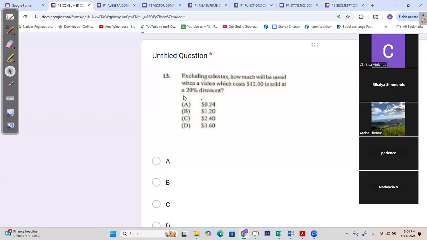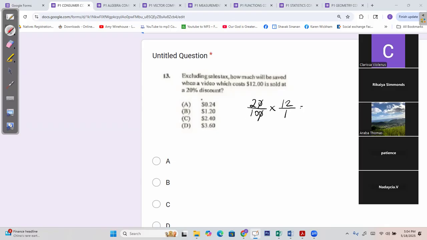So what they're talking about is that they want you to find out how much will be saved when a video which costs $12 is sold at 20%. So that means they want the quantity of the discount. So as you know, to do so, if the discount is 20%, 20% is 20 over 100 times the cost, $12 over 1, right? So this is how you would break this down quickly. You cancel out your zeros, right?